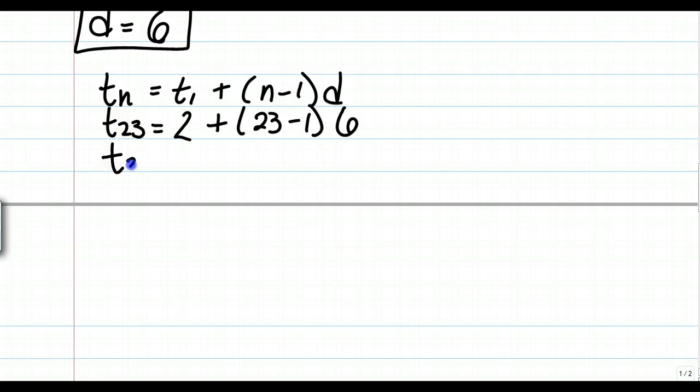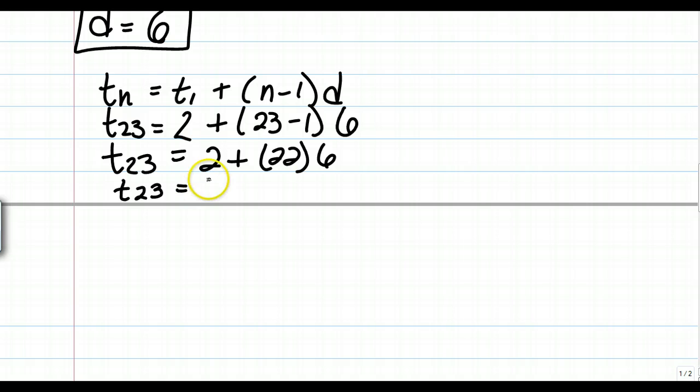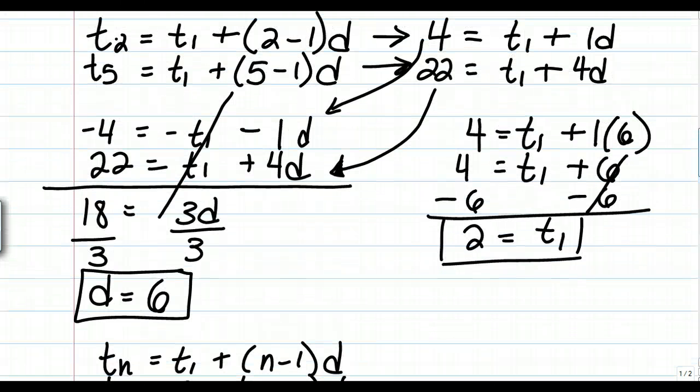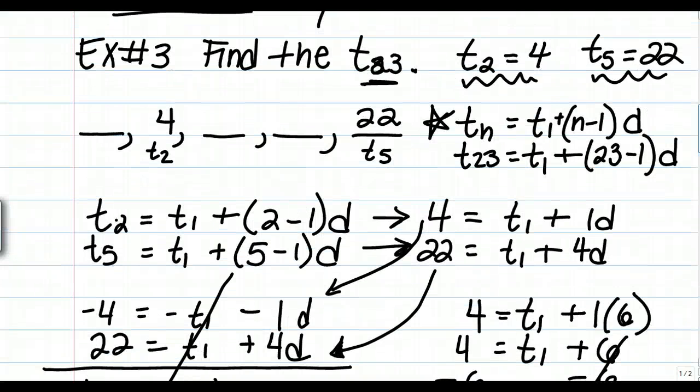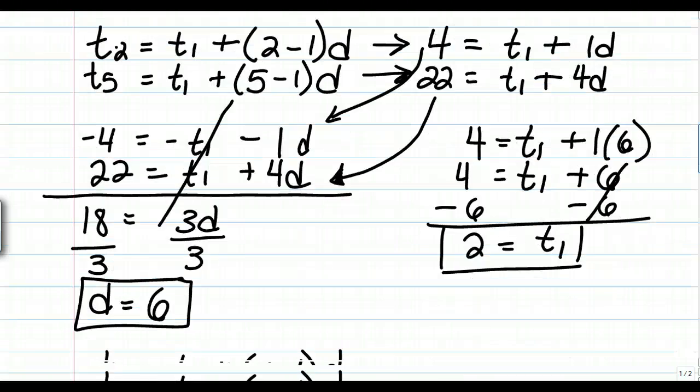So I have the 23rd term equals 2 plus 23 minus 1, which is 22, times 6. And when you solve this, you get that the 23rd term is 130. And that's what it's looking for as your final answer. So you had to use what you knew with those two terms and solve an equation in order to find the missing parts.